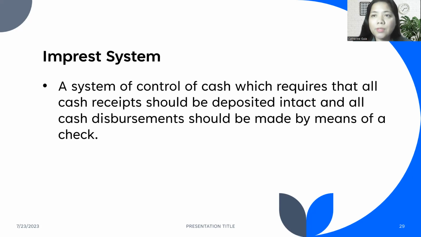How about cash disbursement? This is self-explanatory, considering that cash disbursement should be made by means of a check. But not all cash disbursement is through check. Okay, so you will learn that later.